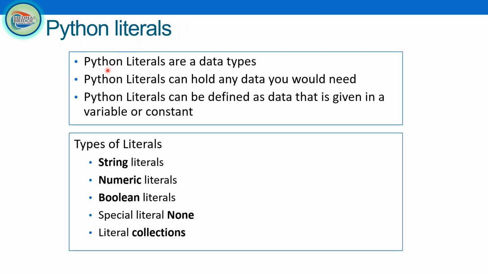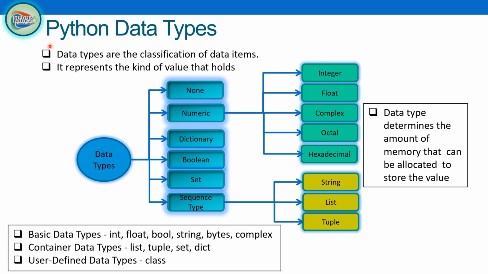Python literals. Python literals are data types that can hold any data you would need. Types of literals: string, numeric, bool, none, collections. Let us go through Python data types. Data types are the classification of data items. It represents the kind of value that it holds. Data types determine the amount of memory that can be allocated to store the value.